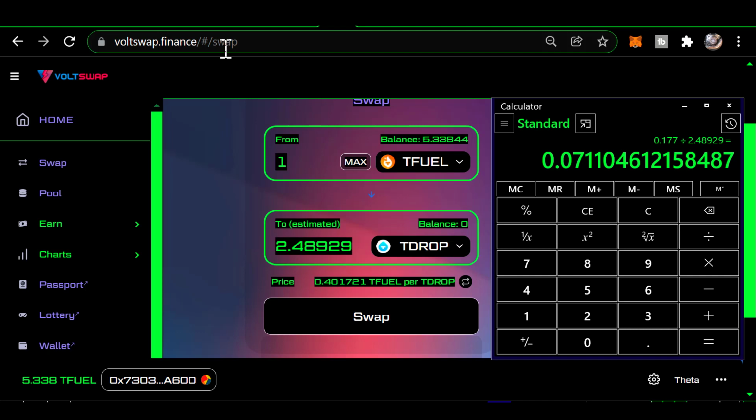Now, where did they come up with that? How did they come up with that? That I can't tell you. All I can tell you is that's the value based on you're only getting 2.4, let's just say 2.5 for 1 T-fuel, then that's the value that they come up with. Is it really worth that? I don't know.